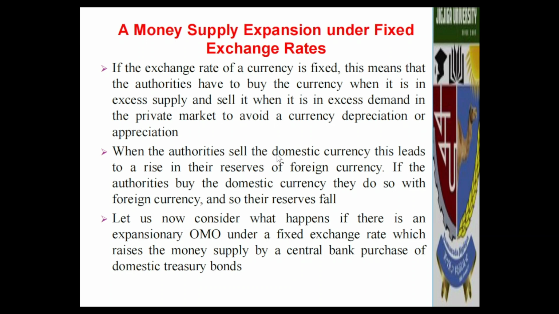So when the authorities sell the domestic currency, this leads to a rise in the reserves of the foreign currency. If the authorities buy the domestic currency, they do so with the foreign currency, and so their reserves fall. So let us now consider what happens if there is just an expansionary open market operation under a fixed exchange rate, which raises the money supply by a central bank purchase of domestic treasury bonds.